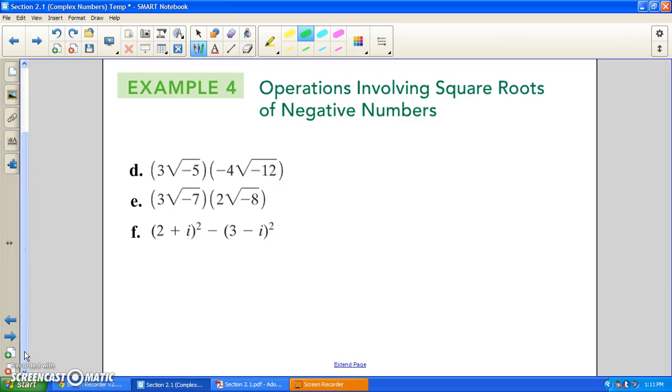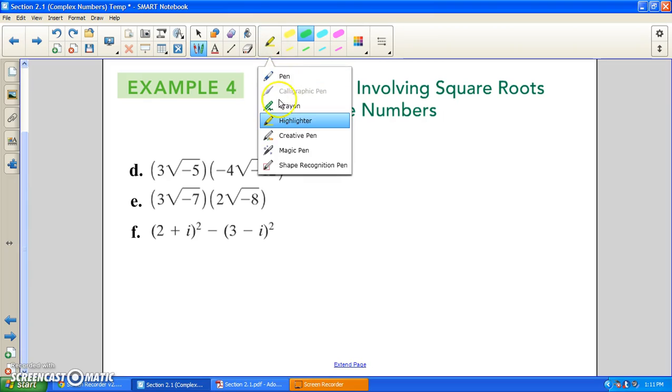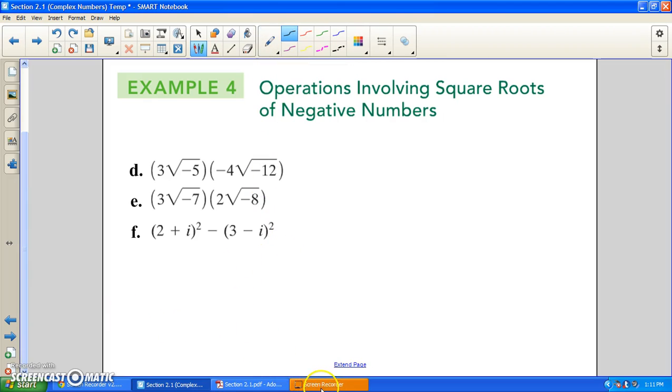In this video, we're going to continue to look at operations involving square roots of negative numbers. We have a few more examples here that we want to look at, and look at the difference between some of these. If we start with example D, this is still under example 4, we're going to multiply 3 square root of negative 5 times negative 4 square root of negative 12.